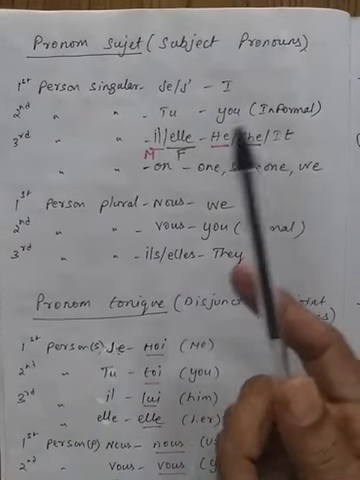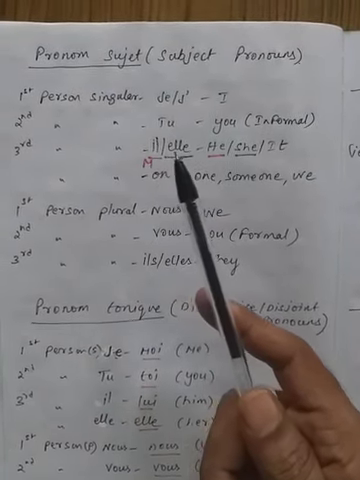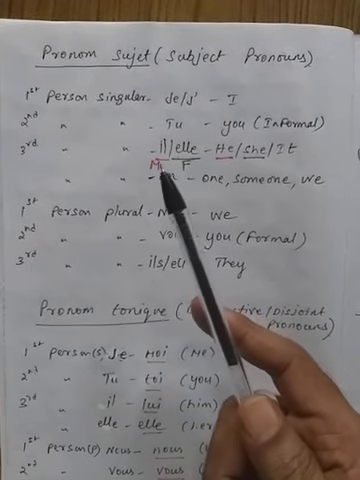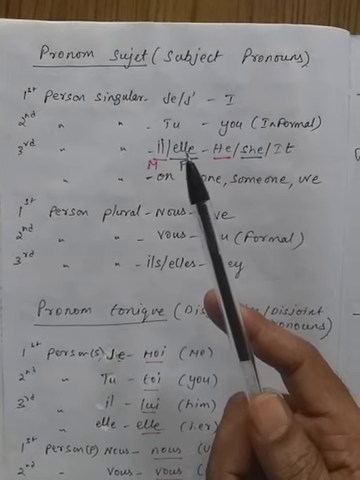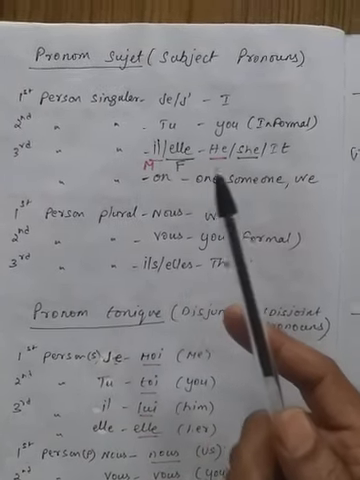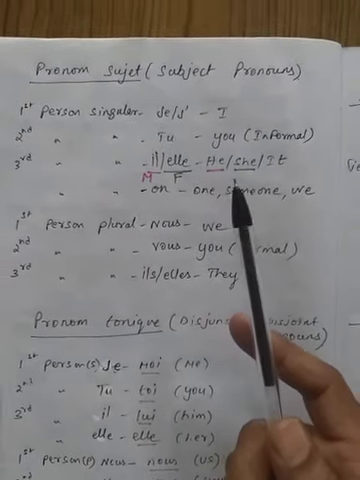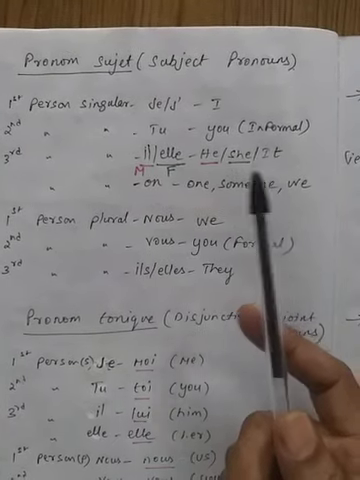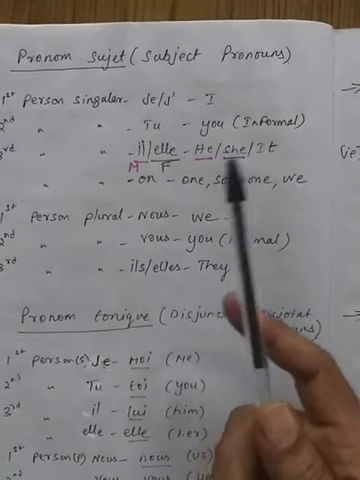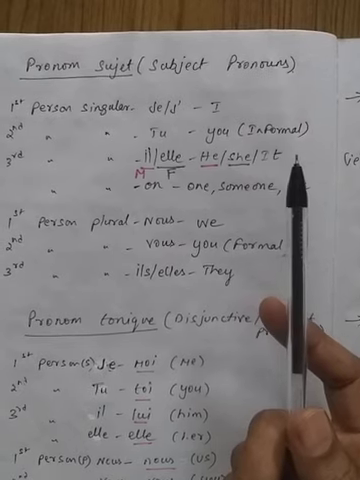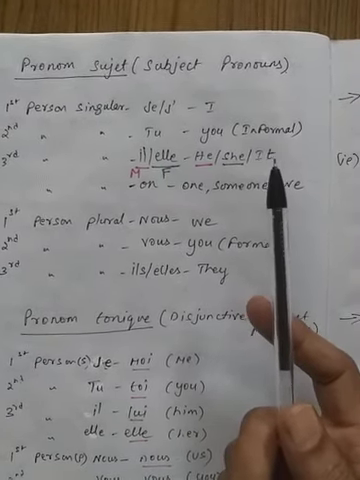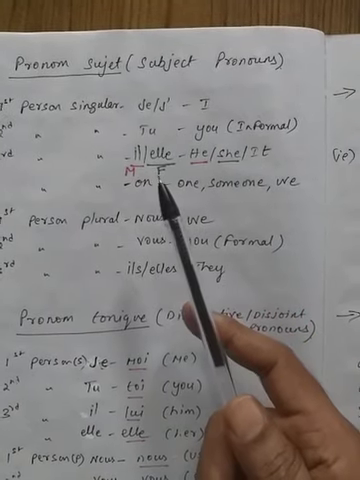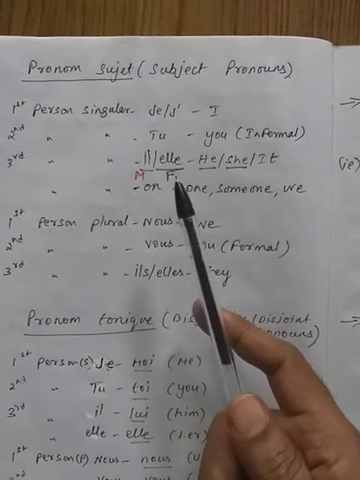Tu is informal. Third person singular, il, elle. Il refers to a masculine subject. Elle refers to a feminine subject. Il means he. Elle means she. If it mentions things or beings, masculine or feminine, it has the same meaning, it. But according to the noun, you have to use il or elle.